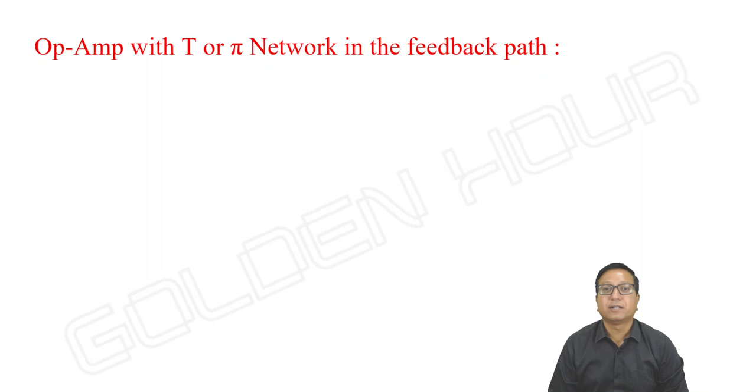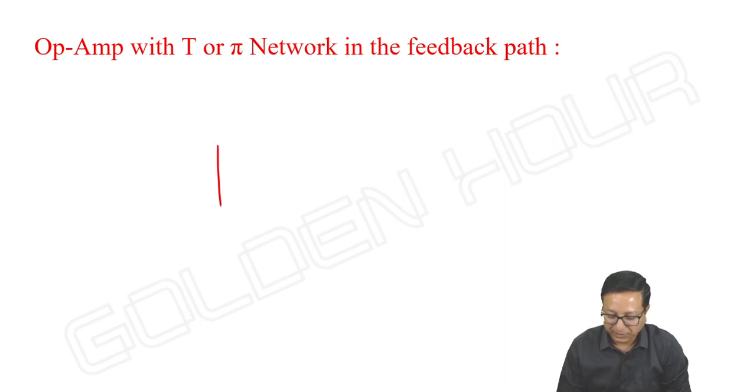Op amp with T or pi network in the feedback path. Look at this circuit. See, in the feedback path, so far what we observed is a resistor. Now instead of a single resistor, I am taking one pi network first.